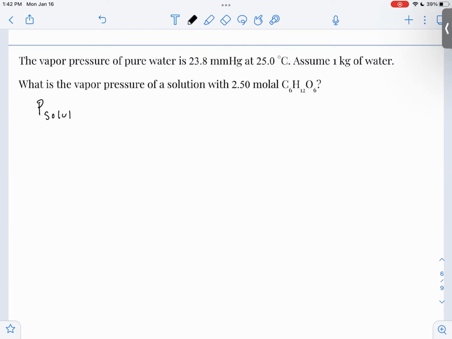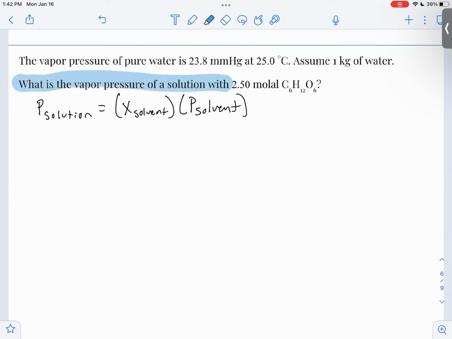I immediately write down my equation that I'm going to use, because that's going to help orient my brain and let me know what I need to find. If we look at our problem, it's asking us what is the vapor pressure of the solution. So let's find that variable. That's going to be P solution, right? It's the vapor pressure of the solution. So this is what we're solving for.